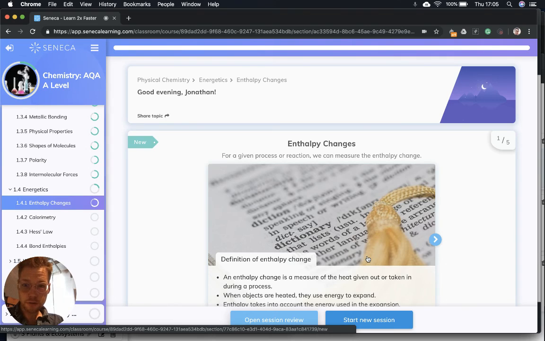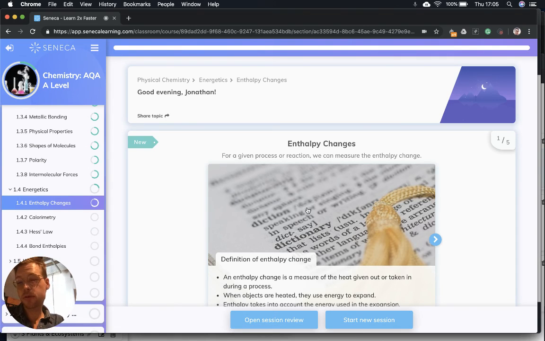Everybody, it is Jono from Seneca here, and today I am going to be getting hot and then I'm going to be getting cold because I am talking about enthalpy changes for your A-level chemistry exam.